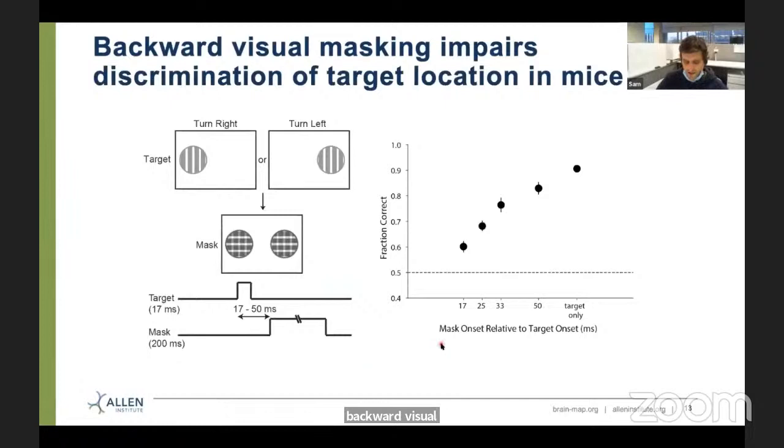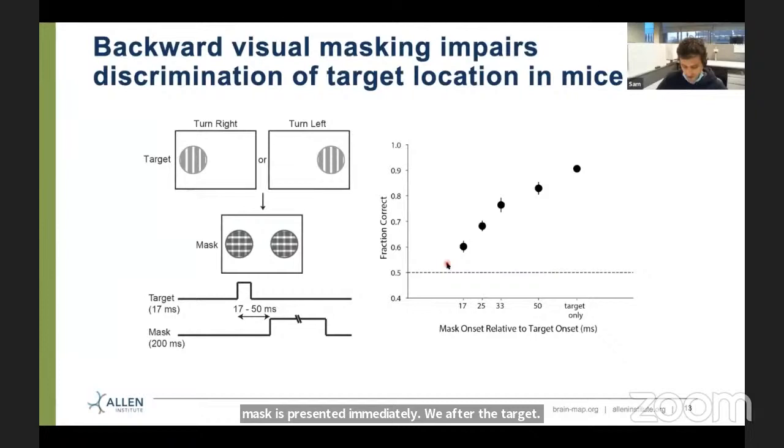In this task, a target is presented for 17 milliseconds on the left or right side of the screen, and the mouse turns a steering wheel, right or left respectively, to earn a drop of water. On some trials, the target is followed by mask stimuli on both sides of the screen after a variable interval. When there is no mask, mice properly report target location on greater than 90% of trials. However, when a mask is presented within 50 milliseconds of the onset of the target, discrimination of target location is impaired. For the shortest interval, 17 milliseconds, when the mask is presented immediately after the target, accuracy is only slightly better than chance. Thus, the performance of mice during this task is very similar to the performance of humans during backward visual masking.